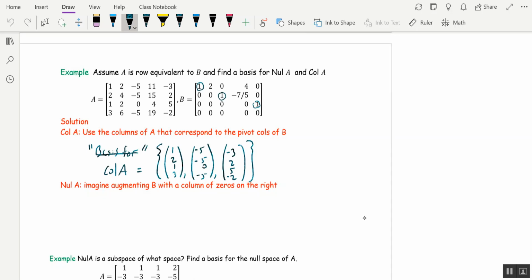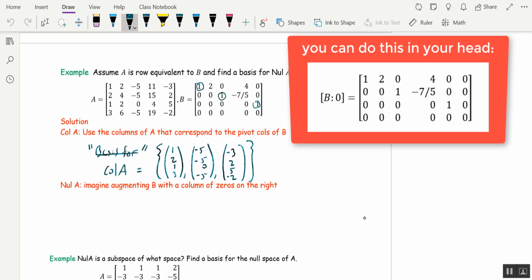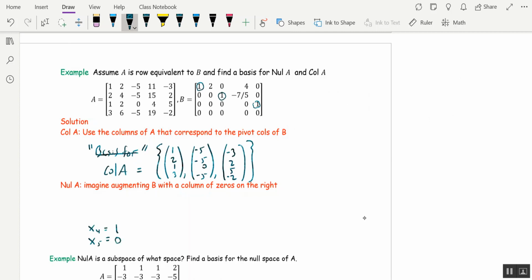Okay, for null A, we're going to imagine augmenting B with a column of zeros on the right because we want to be solving Bx equals 0. So there's actually 5 variables in that linear system. And we're going to start at the bottom with x5. x5 is 0. x4 is free, so we'll call that t. x3 is 7/5 t. x2 is free, we'll call that s. And x1 would be negative 2s minus 4t.